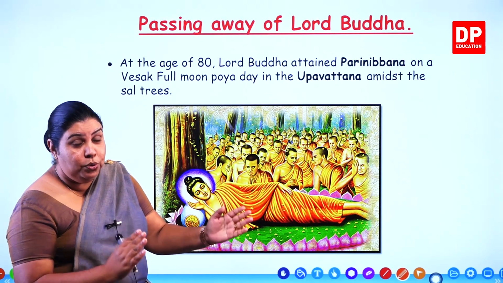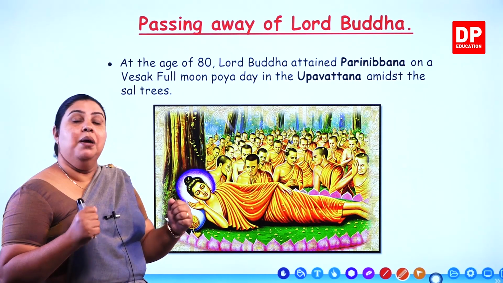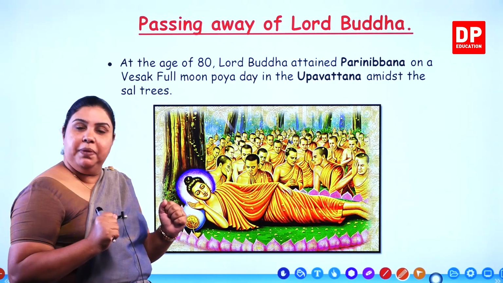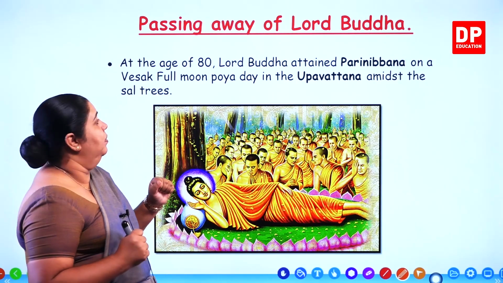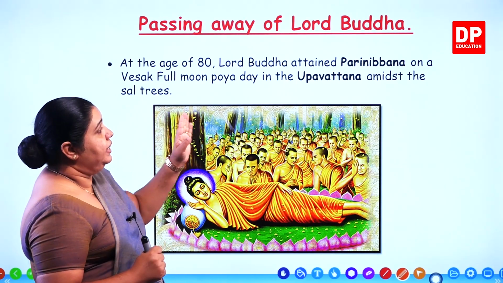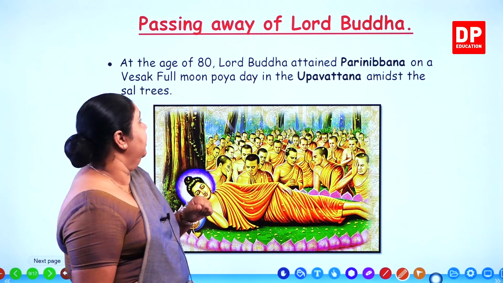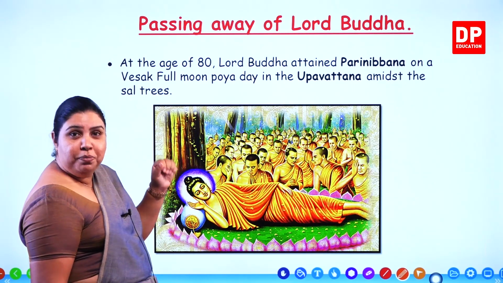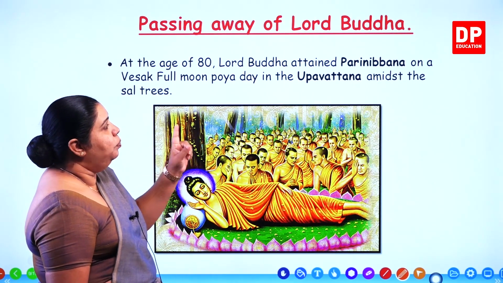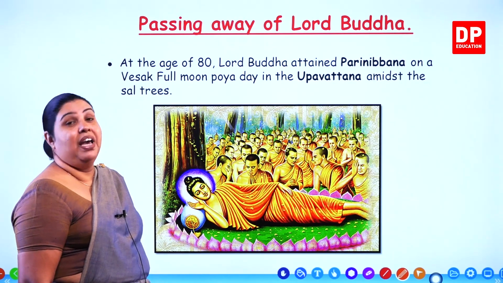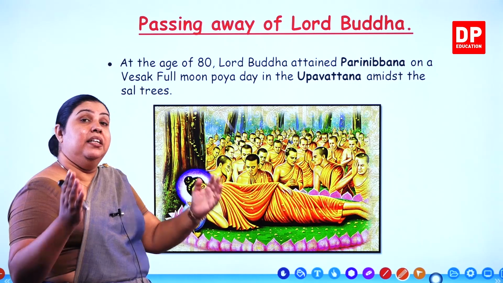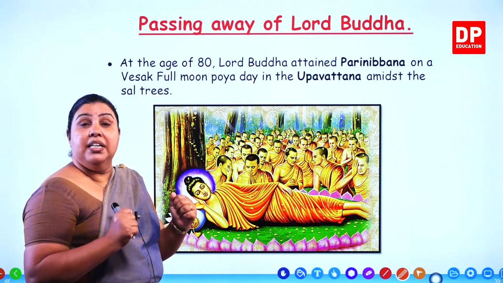Enlightenment කියලා කිව්වේ බුදු වෙන එකට. බුදු වීම. Passing away කියලා කියනවා අපි පිරිනිවන් පෑම. At the age of 80, Lord Buddha attained parinibbana on a Vesak full moon Poya day in the Upavattana amidst the sal trees. Where did this happen? Where did Lord Buddha pass away?